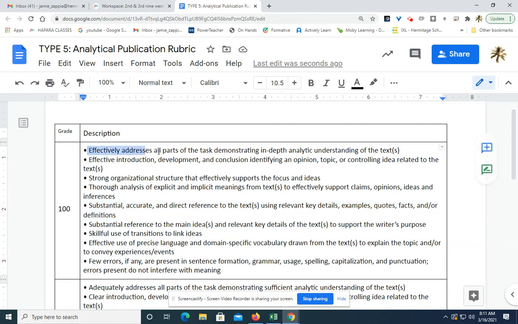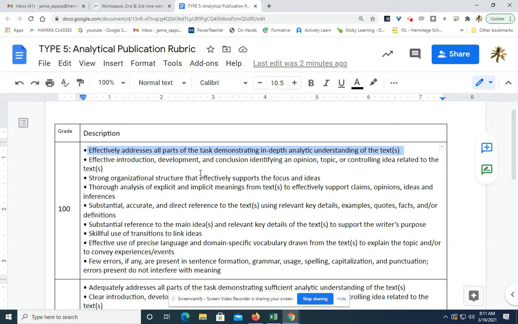The first bullet says it addresses all parts of the task, demonstrating an in-depth analytical understanding of the text. That is referring, the task is the prompt. That's why you have the prompt at the top and in the box, and you need to make sure that your response, your essay, connects to the entire prompt. Both bold-faced areas of that prompt must be fully addressed.